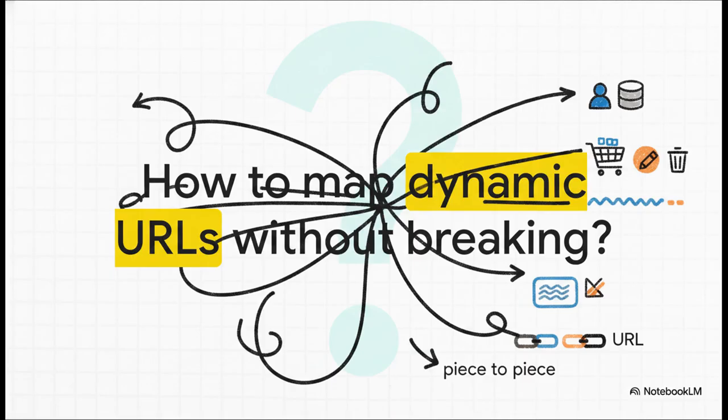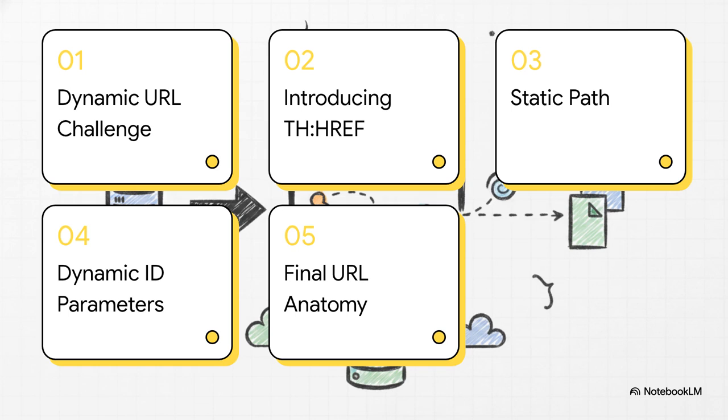So today, we're going to solve this exact coding challenge by building that URL piece by piece. Here's our quick roadmap for today's lesson in URL anatomy. We'll start with the dynamic URL challenge, introduce our core mechanic, the th:href attribute, and then build our static path. Finally, we'll append dynamic ID parameters to reveal the complete final URL anatomy.